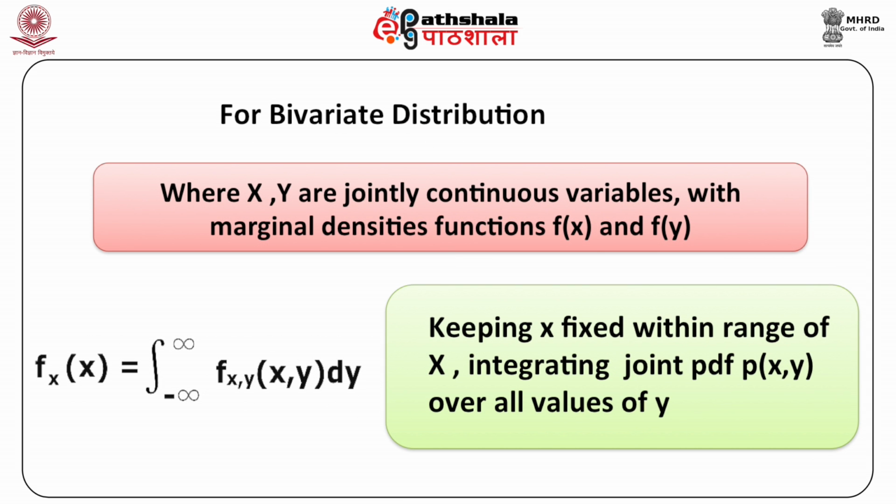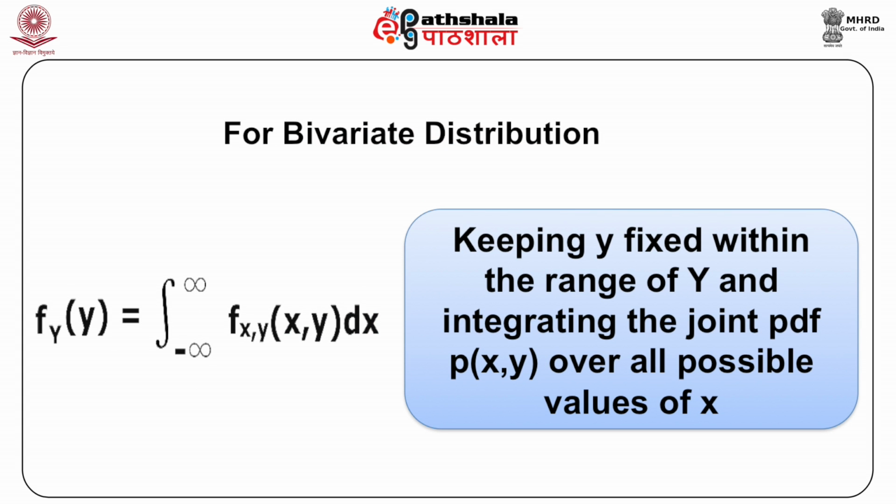In case of a bivariate distribution, when x and y are jointly continuous random variables, the marginal probability density functions fX and fY are: fX(x) is equal to the integration from minus infinity to plus infinity of f(x,y) dy, keeping x fixed within the range of x and integrating the joint probability density function f(x,y) over all possible values of y. fY(y) is equal to the integration from minus infinity to plus infinity of f(x,y) dx, keeping y fixed within the range of y and integrating the joint probability density function f(x,y) over all possible values of x.